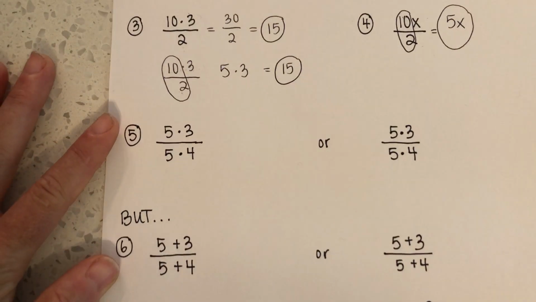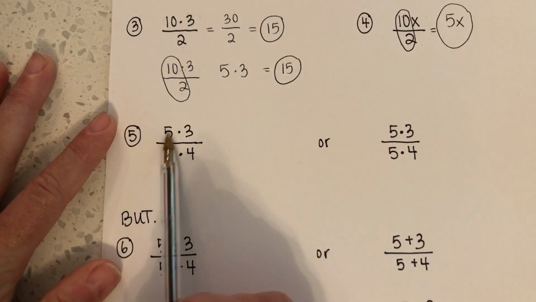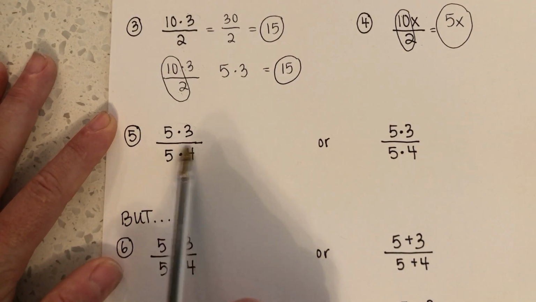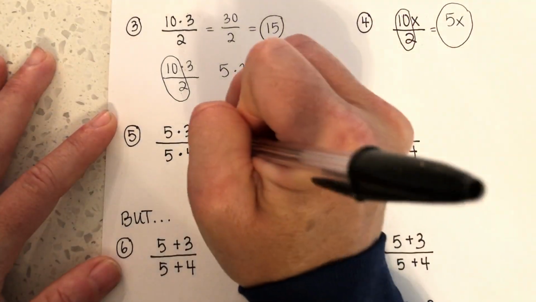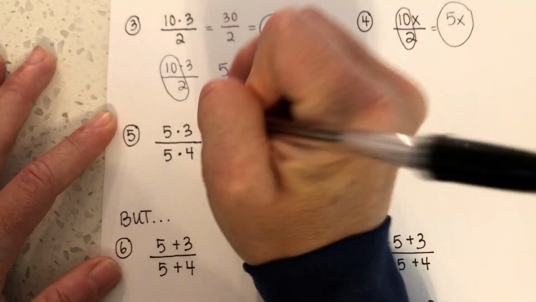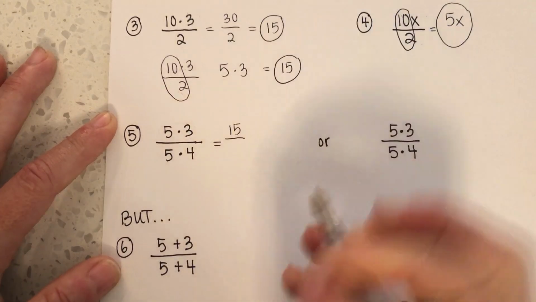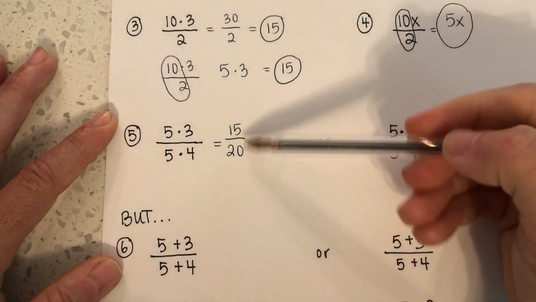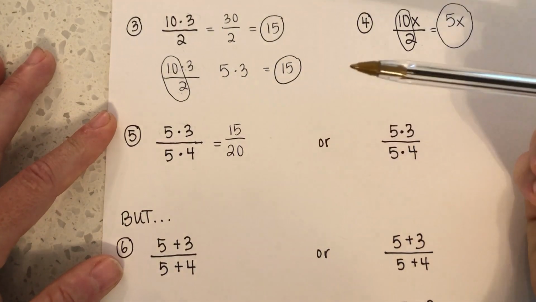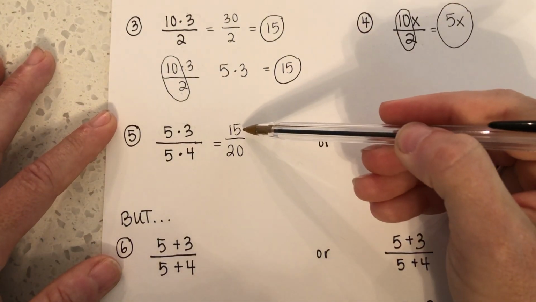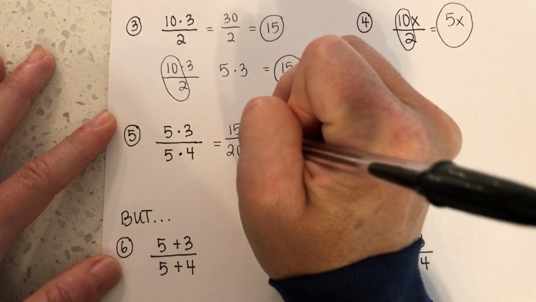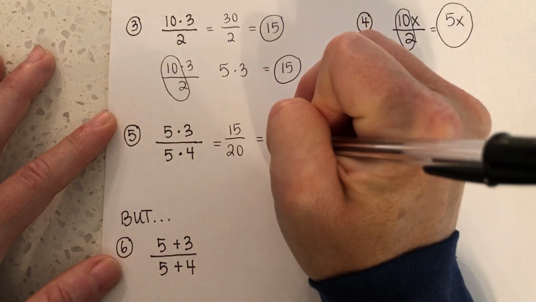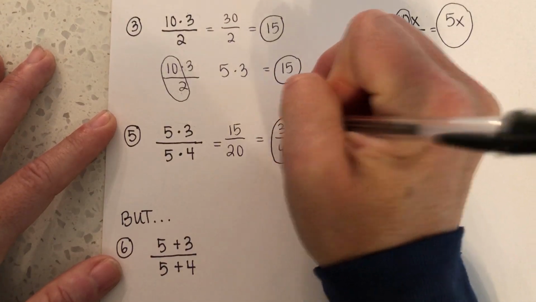All right, so look here. This problem says to do 5 times 3, and then divide it by 5 times 4. So if I do this problem the way it says, I can do 5 times 3 is 15 on top, divided by 5 times 4 is 20, and now I have one cohesive fraction, and I have to reduce it. We always reduce, right? So what divides evenly into both 15 and 20? It's 5. So 15 divided by 5 is 3. 20 divided by 5 is 4. The answer to this problem is 3/4.